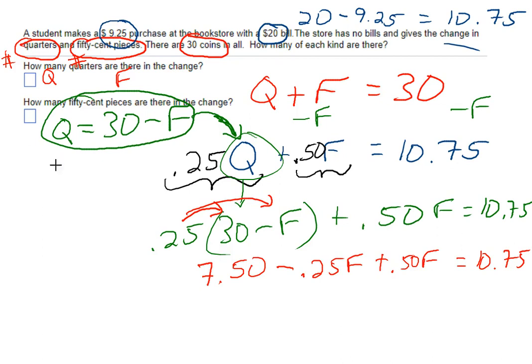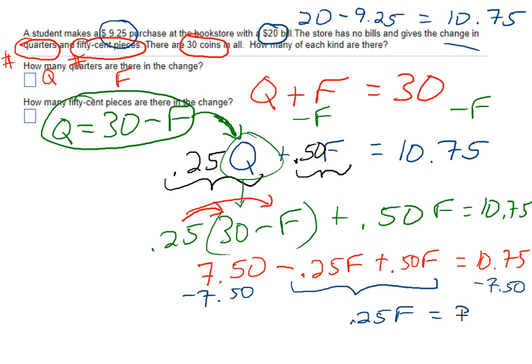And I'm going to do a couple things at once here. I'm going to go ahead and combine these together. And while I'm at it, I'll go ahead and subtract the 750 to the other side, because I know ultimately that's what I'm going to want to do with that. So combining these together, we get 0.25F equals 10.75 minus 7.50. That's going to be 3.25. So then we'll divide by 0.25 on both sides, and we'll find F.